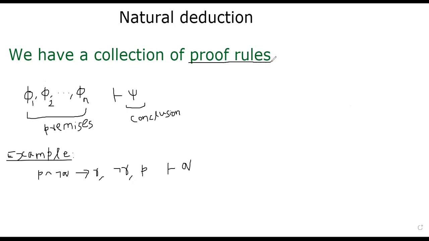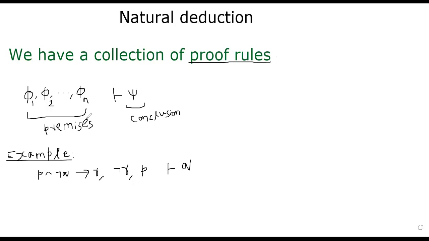Okay. So proof rules are for conjunction, for disjunction, for implies, for not. Those are the four major logical connectives, and we have proof rules for them. How to use them to deduce new things, essentially. That is the part of natural deduction.